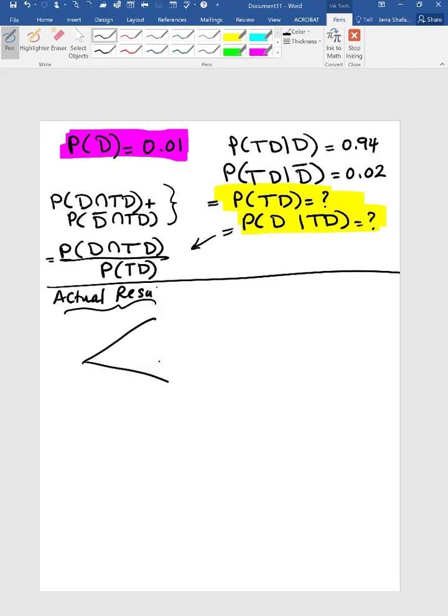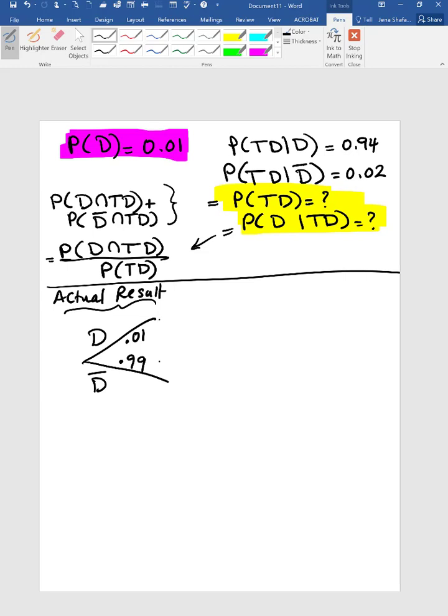So I'm going to mark this set of branches as the actual result, being the item defective or the item not defective. Now we know that probability is 0.01, so this one will have to be 0.99, because these two must be mutually exclusive and exhaustive.